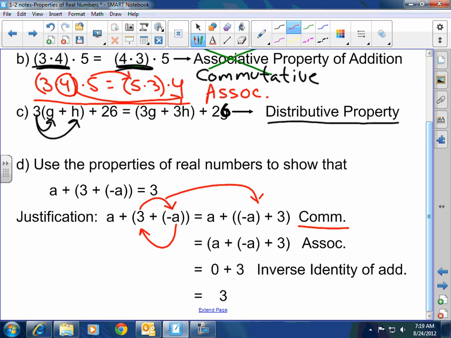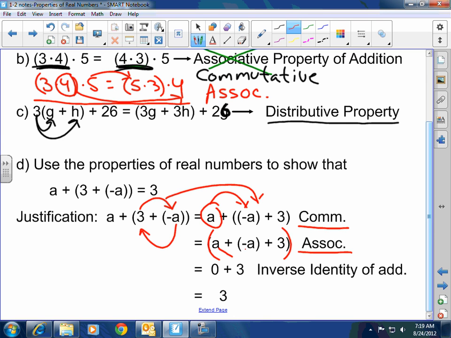Then I went ahead and combined A plus a negative A plus 3. I combined it all in one parenthesis. So that means that I put something inside of the parentheses. And remember, whenever I put stuff inside of the parentheses or take stuff out of the parentheses, I'm talking about the associative property of addition in this particular case.